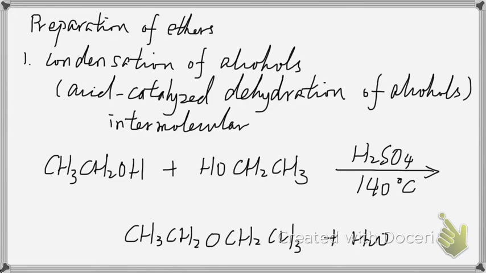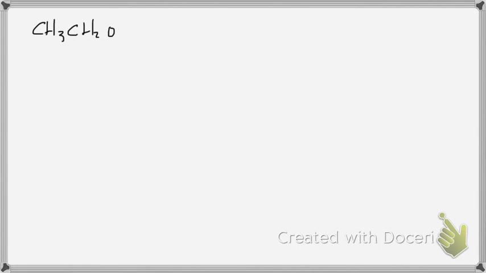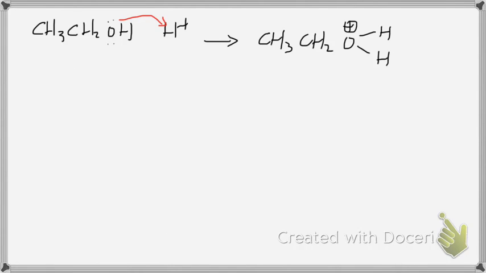So here's an example. Two ethanol condensed together in sulfuric acid at 140 degrees Celsius. That's the way to make diethyl ether. The mechanism is very straightforward. The first step is the protonation. As I said, acidic condition, alcohol. The first step is always protonation on the alcohol oxygen.